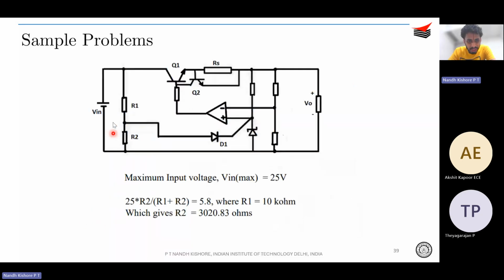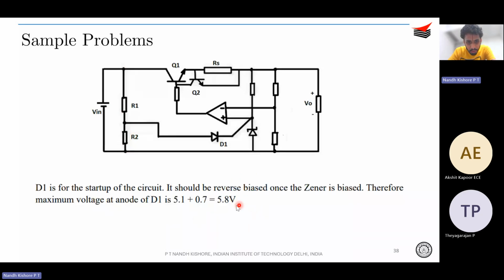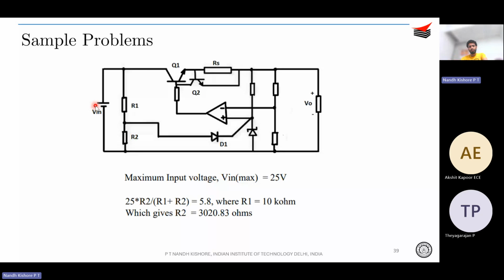So you understand that 25 is actually getting split using this resistive divider. You just saw that VR2 should be 5.8 volt, right? VR2 is 5.8 volt in this KVL loop. Input voltage is 25 maximum. Therefore, just by applying the voltage division rule, you get what is R2. Since R1 is given as 10 kilo ohms, R2 turns out to be 3 kilo ohms.